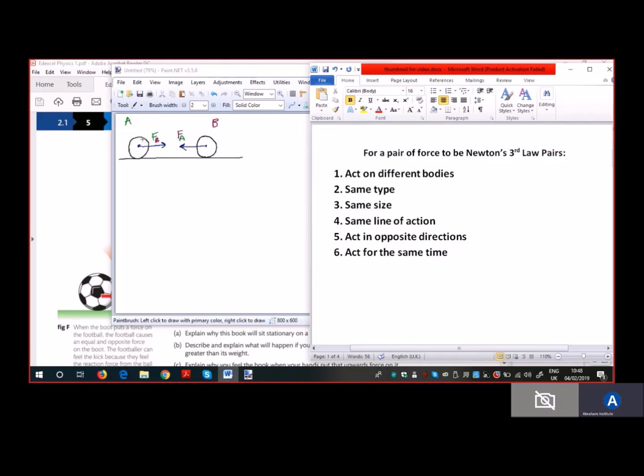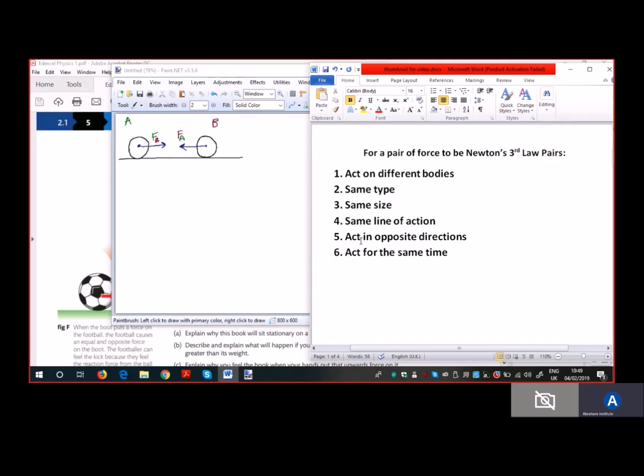If you take this to be the sun and this to be the earth, then this will be one weight force, this is the other weight force. So both will be the same in size. Same line of action. If I draw a line passing through this arrow, it will also pass through this other arrow. So both arrows are on the same imaginary line, or we can say the same line of action. Act in opposite directions. One is to the left, other is to the right. They also act for the same time. So these are the 6 criteria that you should know in order to identify whether a pair of forces are a Newton's third law pair.